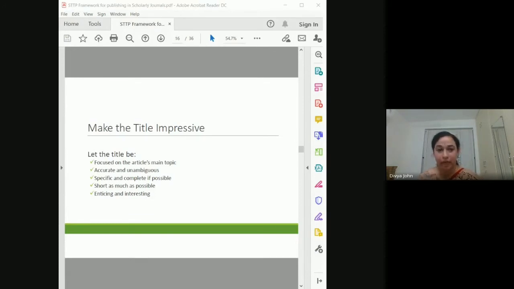You have to be specific and accurate when you choose your title, because if it has to be identified by later researchers, your title should be impressive enough, or should have all the keywords in it, so that it would be cited by other researchers.